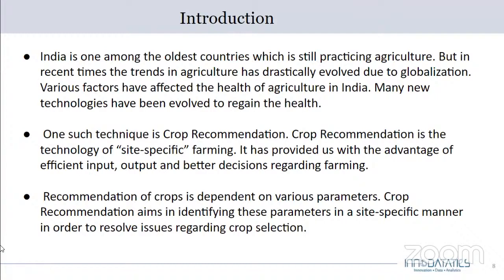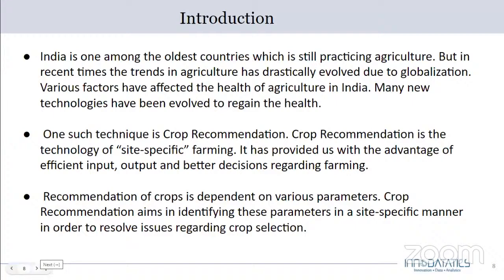Agriculture is an activity which is directly dependent on the environment, availability of land, fertile soil, and availability of water. India is one among the oldest countries still practicing agriculture. Nowadays, trends in agriculture have made a lot of changes due to globalization, various factors that affected the health of agriculture in India, and many more challenges to overcome, and many new technologies have been invented to regain the health. One such technology is crop recommendation. It suggests the right crop to the farmer based on site-specific parameters. Recommendation of crop is one major domain in precision agriculture.